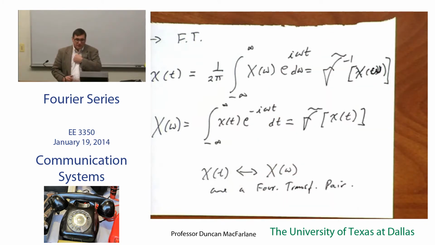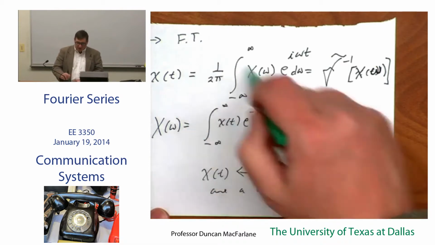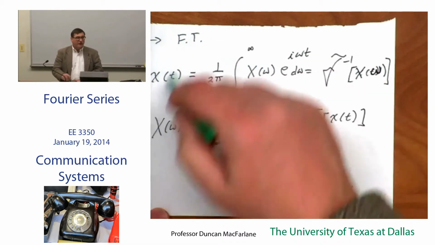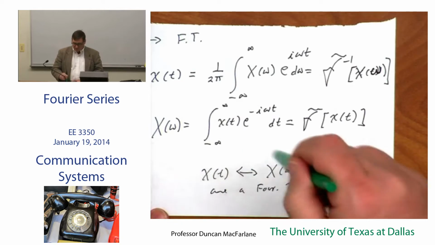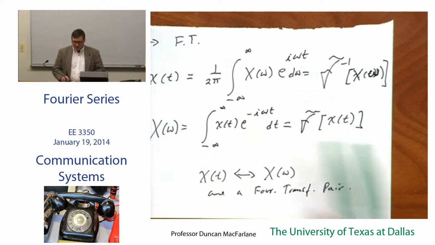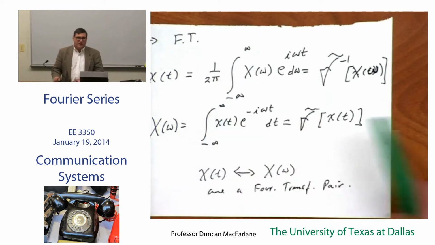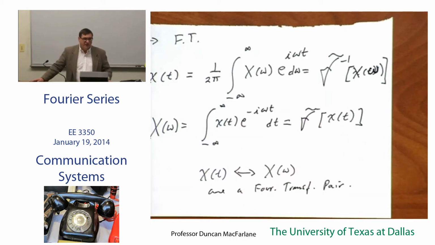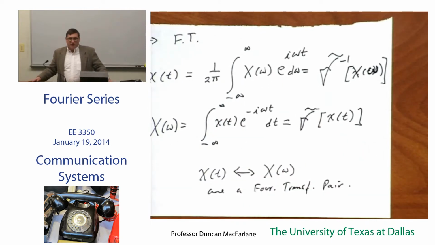Okay? Which means that I can go round and around all day long. I can go from x of t to X of omega, back to x of t, back to X of omega, because I'm not losing anything, mathematically, because of these infinities, and intuitively, because I only have the information of my signal.